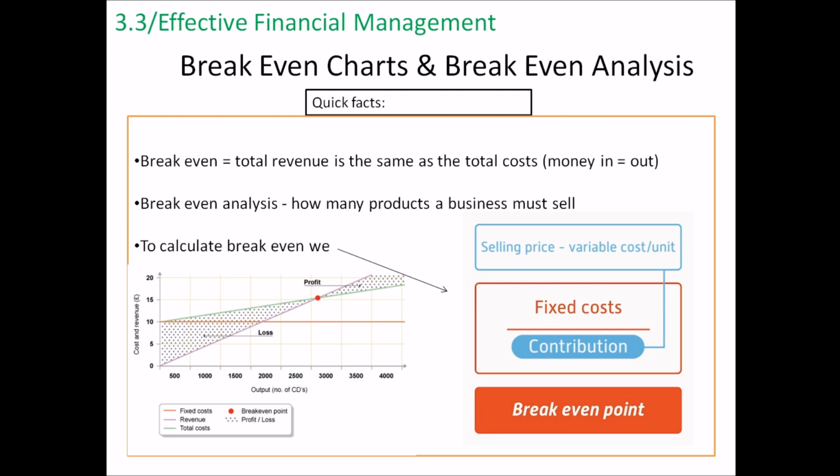So, to calculate the break-even point, we do a little arrow there to the equation. It's simply the fixed costs divided by the contribution. If you're asked to work out the contribution, that's the selling price minus the variable cost per unit. So there's a little graph there, pretty easy to really work out.